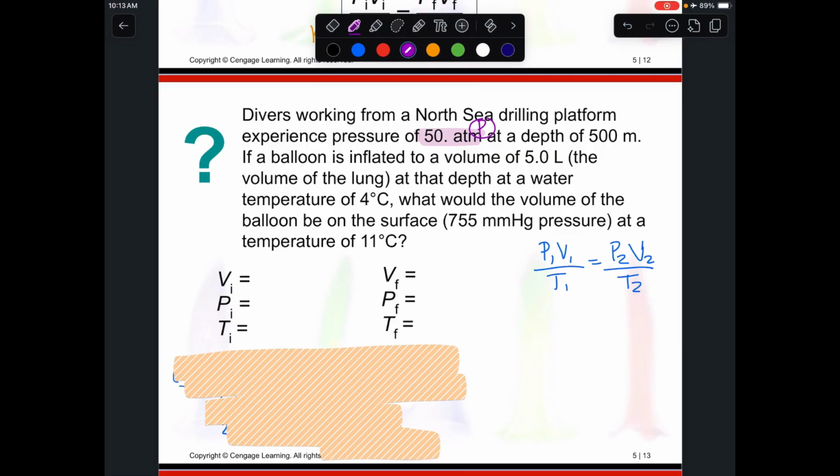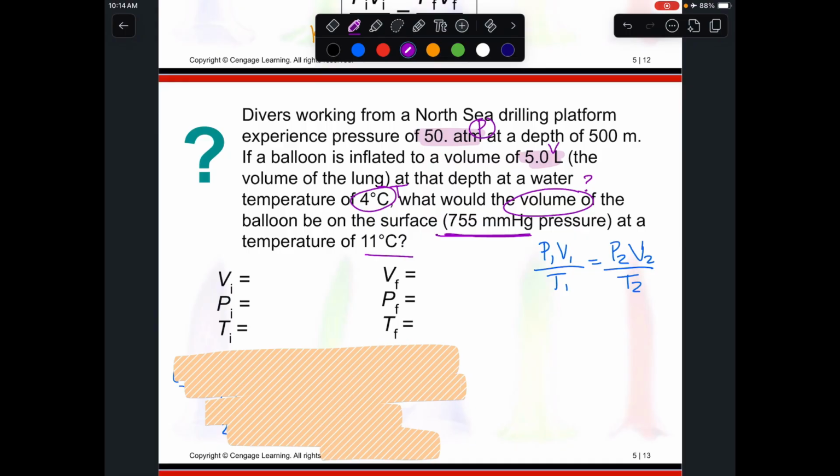If a balloon is inflated to a volume of 5 liters, so that is a volume, obviously, at the depth at a water temperature of 4 degrees Celsius, that is a temperature which I will convert, what would the volume be, this is what I'm looking for, of the balloon on the surface, which they tell you what that is in millimeters of mercury, and then they tell you a temperature.